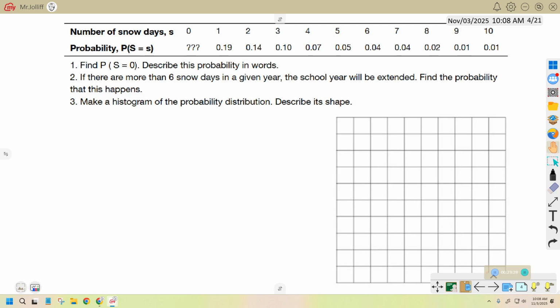And it says, number 1, find the probability that snow day equals 0. Describe this probability in words. 2 is if there are more than 6 snow days in a given year, the school year will be extended. Find the probability that this happens. And 3, make a histogram of the probability distribution. Describe its shape.